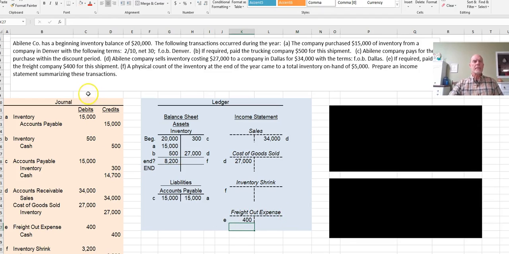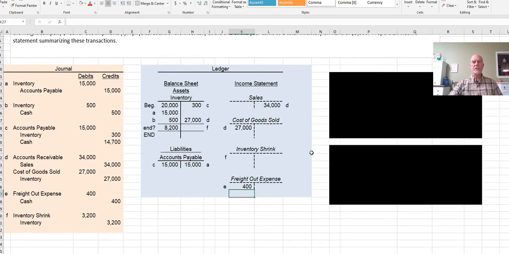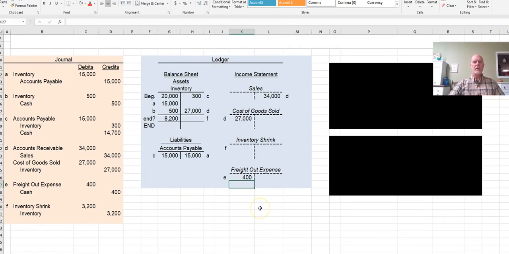And then the last item, it says a physical count of the inventory at the end of the year came to a total inventory on hand of $5,000. Okay, so we do a physical observation of the inventory. We only have $5,000 actually here. We look in our accounting records. Our inventory account says we have $8,200. Well, that number's wrong. We're missing some.